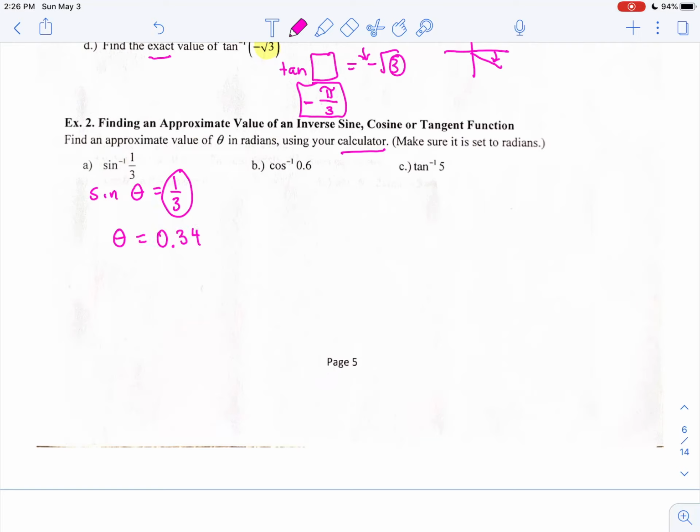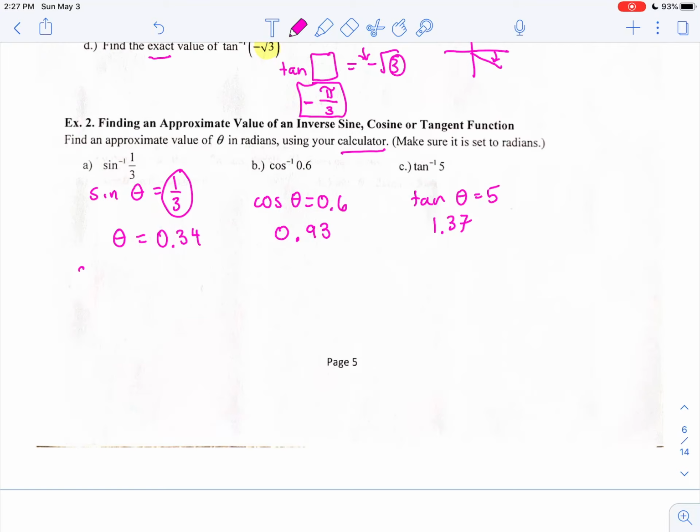Now I'd like you to find cosine of what angle is equal to 0.6, and tangent of what angle is equal to 5, by entering inverse cosine and inverse tangent. Go ahead and hit pause and enter in the solutions after you've tried it. If you're having trouble with this, make sure you email me about it. Alright, so we should get 0.93 rounded out to the hundredths place and 1.37. So this should be familiar to you guys from last year.